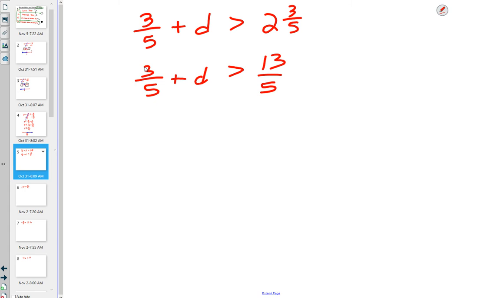Good. Subtract what? Good. And since the denominators are already the same, you can just borrow the 3 and do 13 minus 3. 13 minus 3 is 10. And what's 10 over 5? 10 divided by 5 is 2.